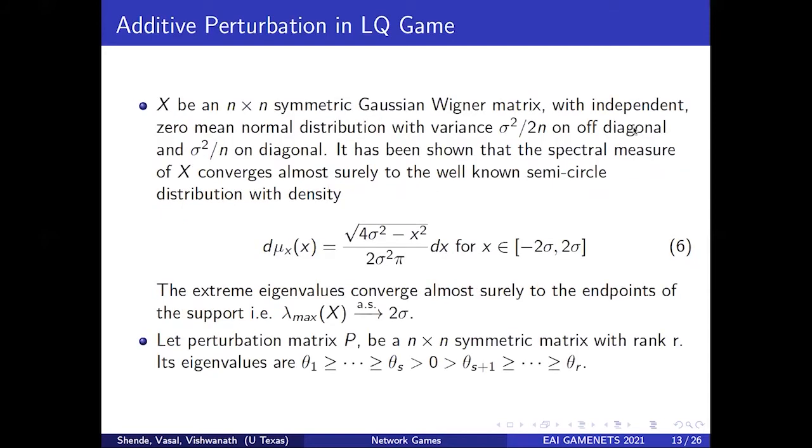So let's look at an additive perturbation in an LQ game. We see that X is a Gaussian Wigner matrix, and it is known and shown that the spectral measure of X, the eigenvalues, converges to the well-known semicircle distribution with the density as shown here. The extreme eigenvalues, the maximum and minimum, converge to the endpoint of this support, which is 2 sigma. Our perturbation matrix P is a symmetric matrix with rank r, and its eigenvalues are distributed as shown here.